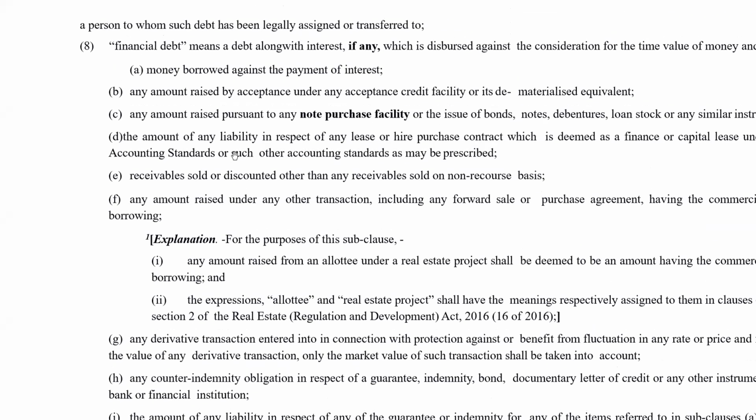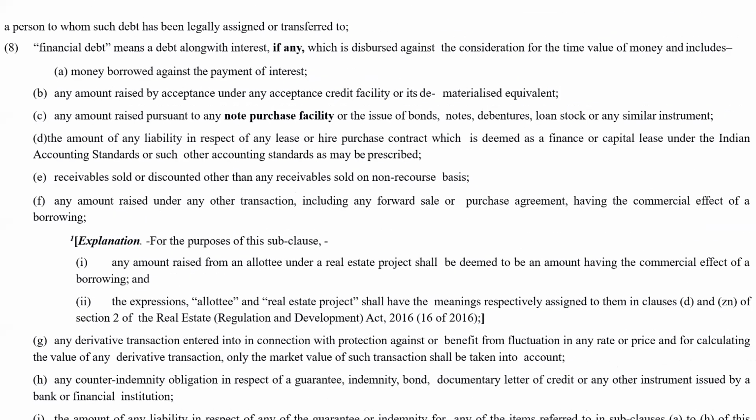Financial debt is given in section 5, subsection 8. Basically, although it will have many points, the first point is the money borrowed against the payment of interest. Easiest to understand. And financial debt means a debt along with interest, if any, which is disbursed against the consideration for the time value of money and includes money borrowed against the payment of interest.